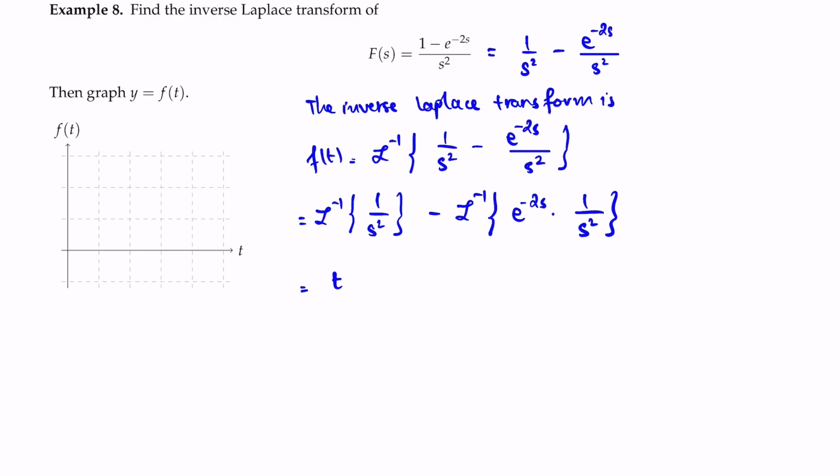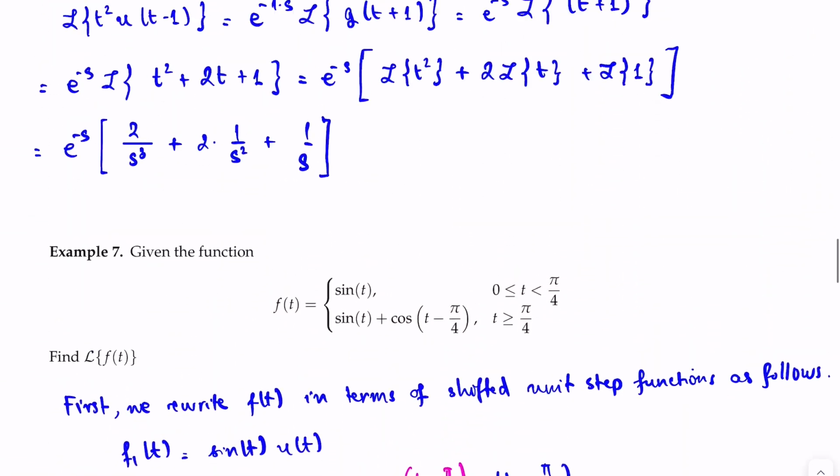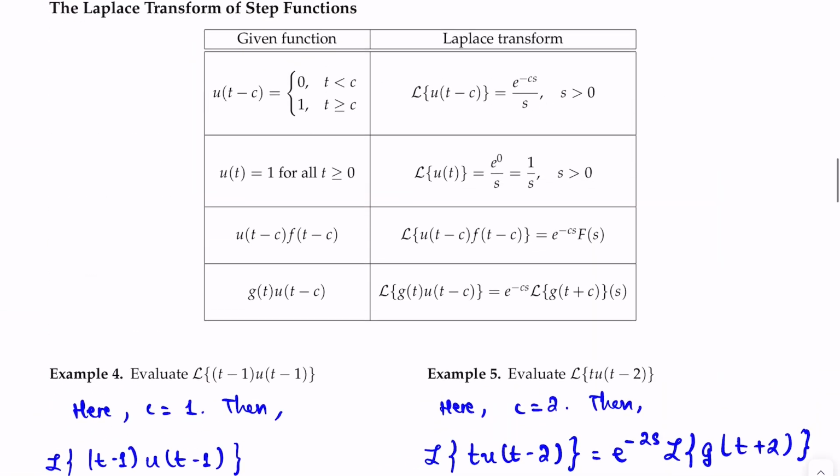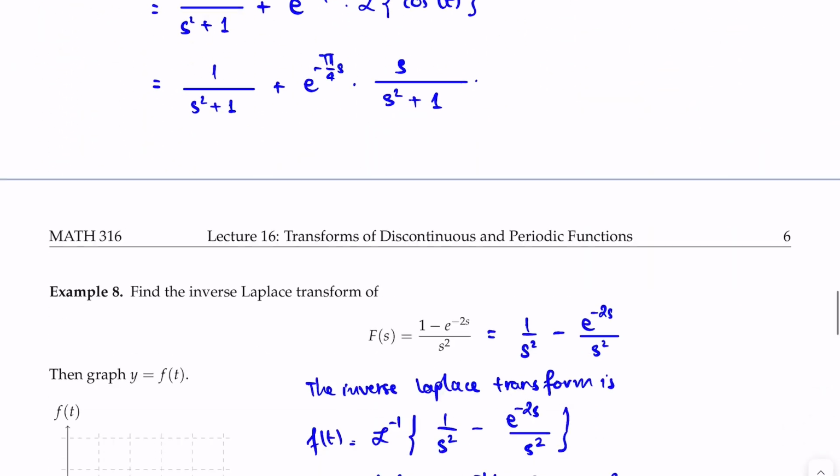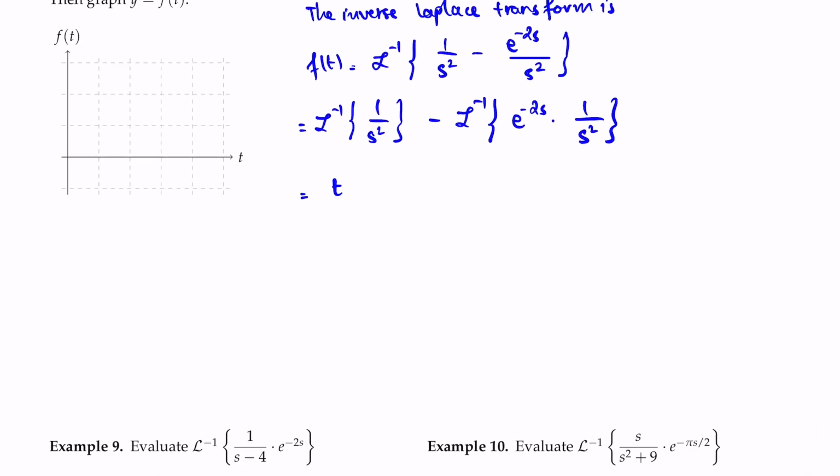Okay, how do I know that? Again, go back to the Laplace transform table here. So you have e to the negative 2s times a function, right? And that function is the Laplace transform of something. So that is the inverse Laplace transform of e to the negative 2s times the Laplace transform of something here. So 1 over s squared, as you can see, is the Laplace transform of t.